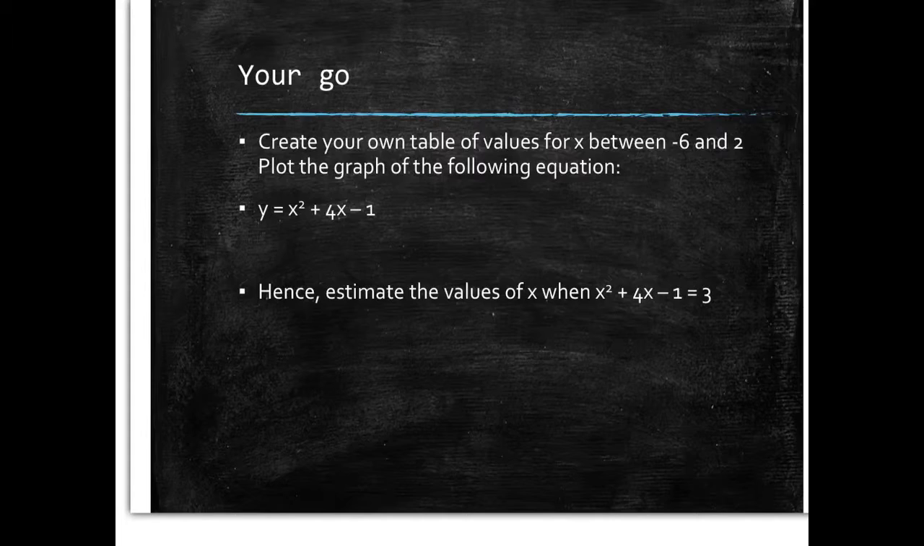Okay, what I'd like us to do then is I would like you to have a go at doing this. You'll need some graph paper obviously to do this. I want you to create a table of values for x between -6 and 2. So going up in whole numbers, I want you to go from -6, -5, -4, -3, -2, -1, 0, 1 and 2. So a reasonably large table of values. I want you to have a go at plotting this equation, x squared plus 4x minus 1, and hence estimate the values of x when that equation is equal to 3, just like we've seen. So pause the video, grab all your stuff, have a go, and I'll show you the solutions in a second.